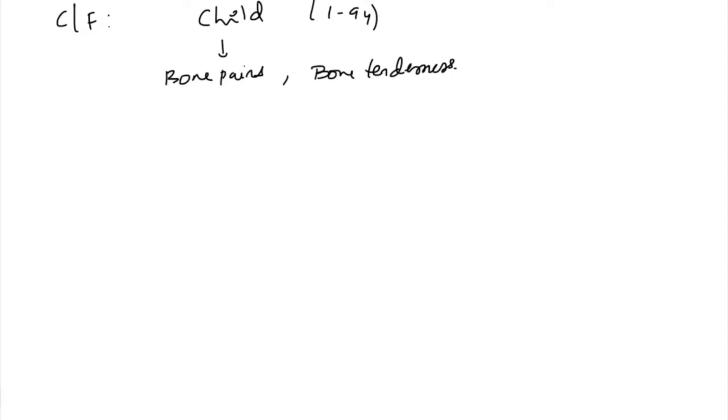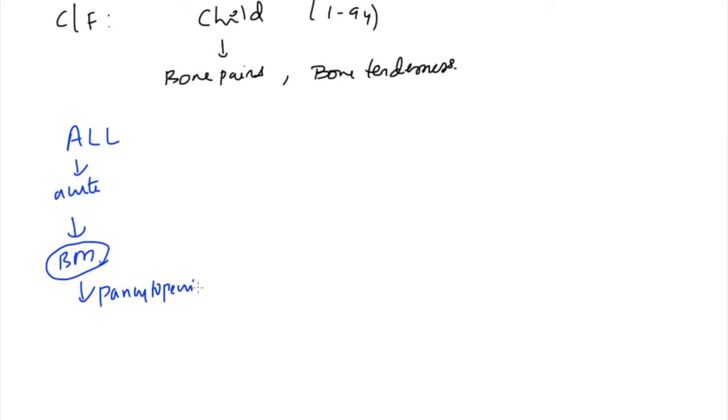So again, we have to go back to the nomenclature, ALL, right? Acute means immature cells. Immature cells means bone marrow. So these tumor cells take over the bone marrow. Hence, the patient will have pancytopenia, like our AML, right? So here again, the characteristic feature will be pancytopenia. So the child will have anemia, thrombocytopenia, as well as neutropenia.